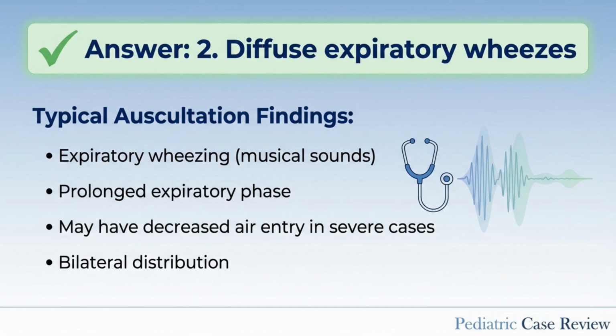The correct answer is 2, diffuse expiratory wheezes. Wheezing occurs when air is forced through narrowed airways, creating high-pitched musical sounds. The expiratory phase is typically prolonged during reactive airway episodes. Wheezes are usually bilateral and diffuse. In severe cases, you may hear decreased air entry due to significant airway obstruction. Silent chest with absent breath sounds represents a medical emergency requiring immediate intervention. Normal bronchial sounds and friction rubs are not typical findings.